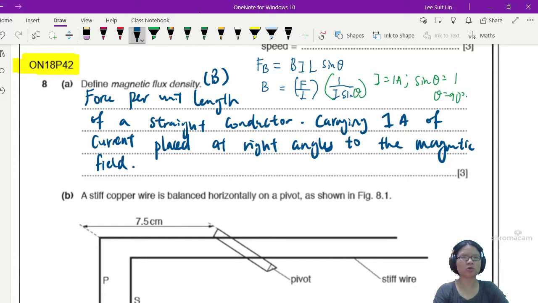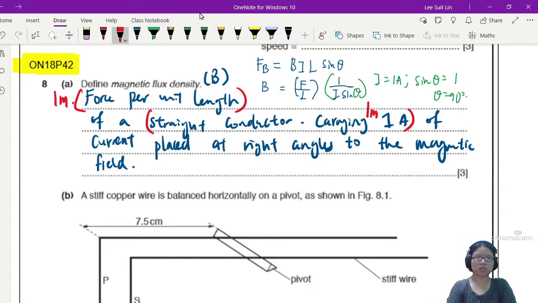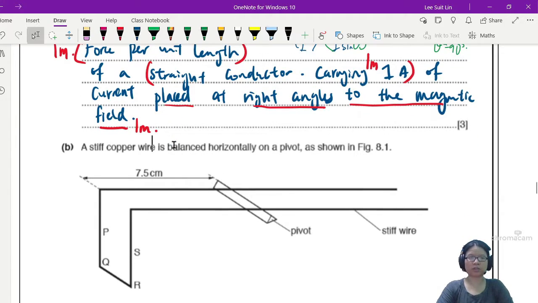So 1 mark is when you mention force per unit length. Second mark, you say that there's a straight conductor carrying 1 ampere of current, which is the first condition. And the second condition is the positioning of the wire. So this straight conductor is placed at right angles to the magnetic field. This would be the third mark. All right, so this is a definition. We're going to move on to look at the question.